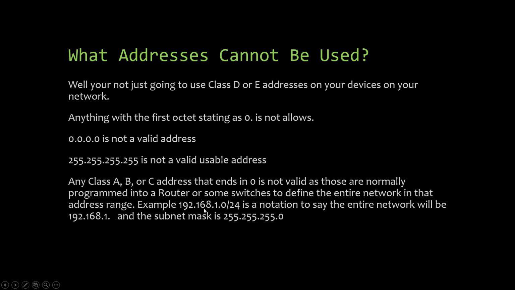Example, 192.168.1.0/24 is a notation that says to the network that it will be using the 192.168.1 network, and a subnet mask of 255.255.255.0. That /24 is CIDR notation stating that it's using 24 bits to define the network.